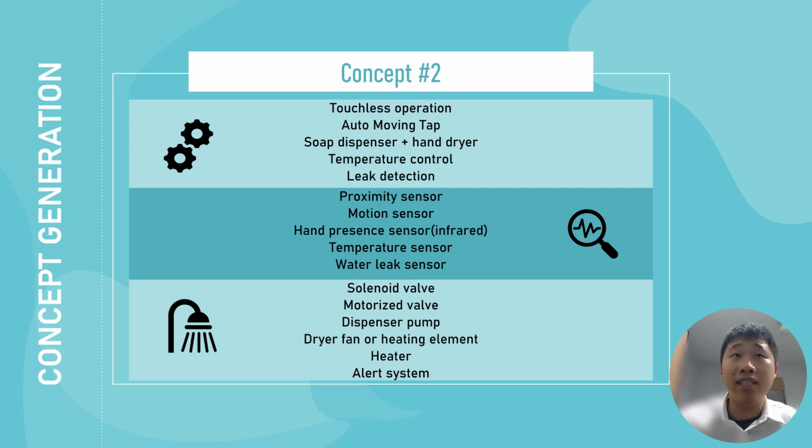Lastly, it has a leak detection feature, which uses water leak sensors to quickly detect any leaks and uses an alert system to warn the users. To achieve all these features, our water tap design includes various actuator components, including the solenoid and motorized valve, a dispenser pump, dryer fans or heating elements, a heater, and an alert system.